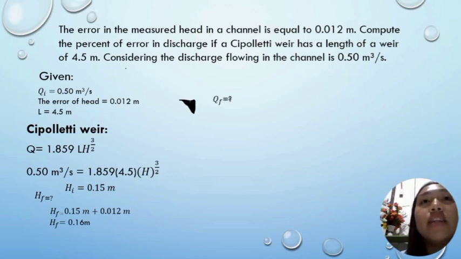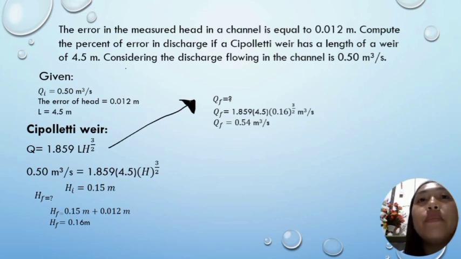In finding the final discharge, we need to use the Cipolletti weir equation and substitute the values. So final discharge is equal to 1.859 times 4.5 times 0.16 raised to 3 halves. So our final discharge is equal to 0.54 cubic meter per second.